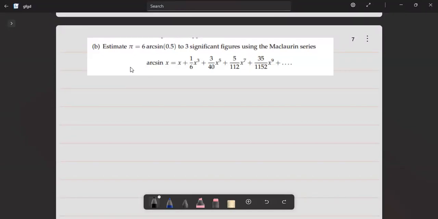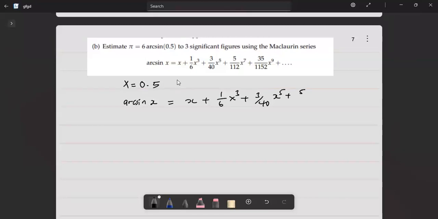So let's start. We're evaluating this about x equals 0.5. We're given arcsine. Arcsine is the same as sine inverse. So for arcsine of x, its expansion is given, plus so on and so forth.